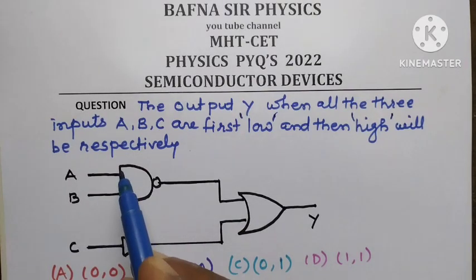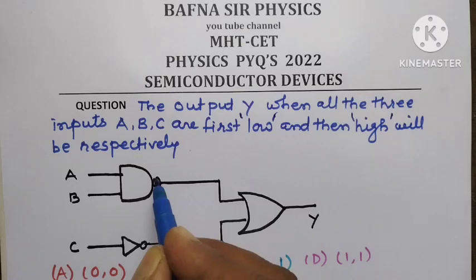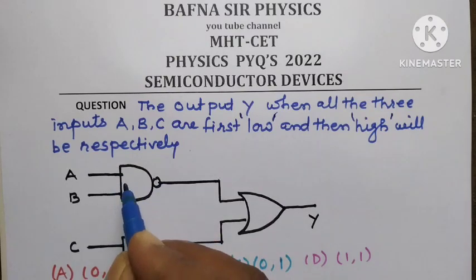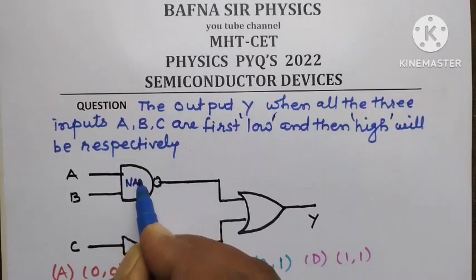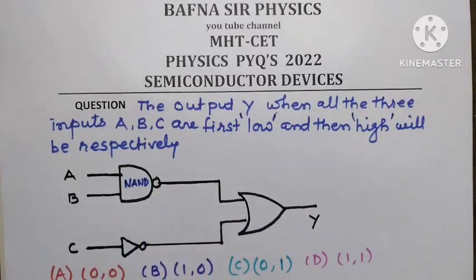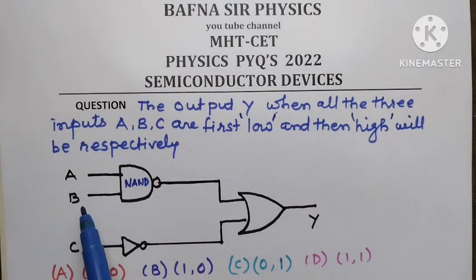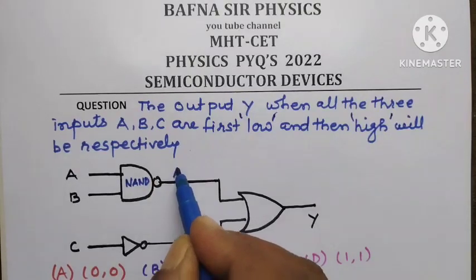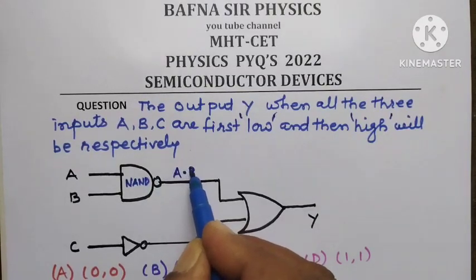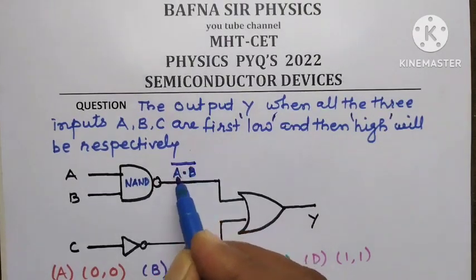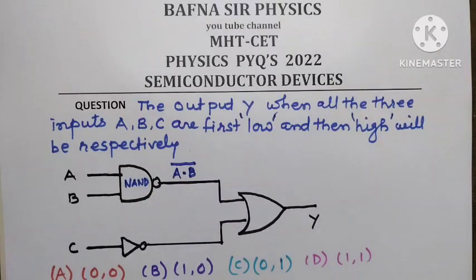This first logic gate is a NAND gate, because the bubble is at the output of the AND gate. So it represents a NAND gate, and we know that A and B are the inputs of the NAND gate. Then what is the output of the NAND gate? It is the logical ANDing of the inputs, whole complement, that is (A dot B) whole complement.